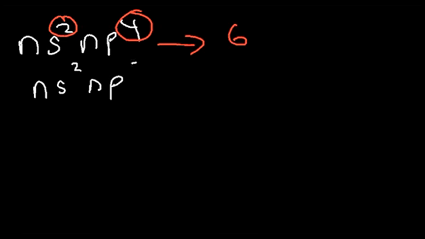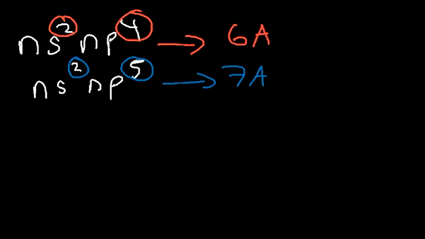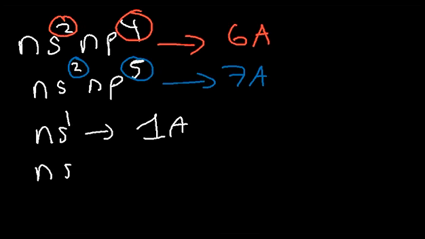ns2 and p5, if you add 2 and 5, you get 7, which corresponds to group 7A, which would be the halogens like chlorine, bromine, iodine, fluorine. ns1 corresponds to group 1A, which is the alkali metals. ns2 corresponds to group 2A, which is the alkaline earth metals, magnesium, calcium, strontium, things like that.